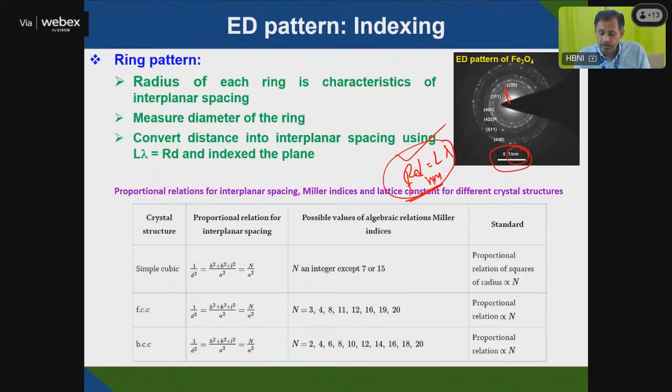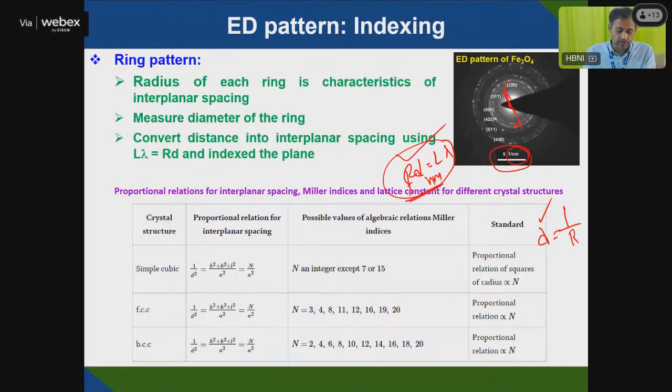So you just measure the diameter of the ring: you take one bright spot and the opposite bright spot, measure the diameter, and half of it gives the radius. Then if you do 1 by r, that is nothing but your d spacing. Since the reciprocal lattice scale of 1 by nanometer is given, you directly get it. You measure the diameter, half of it is your first plane, and then you can calculate the second plane, third plane.